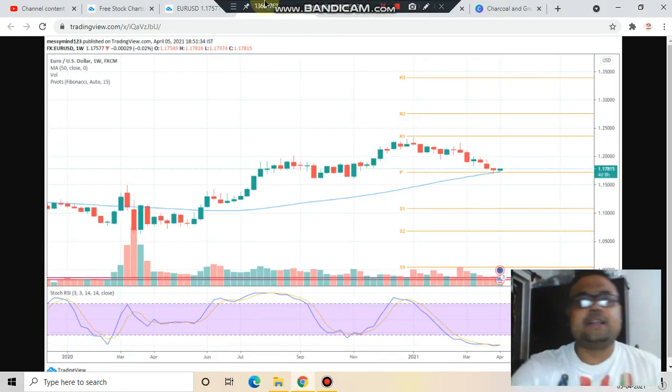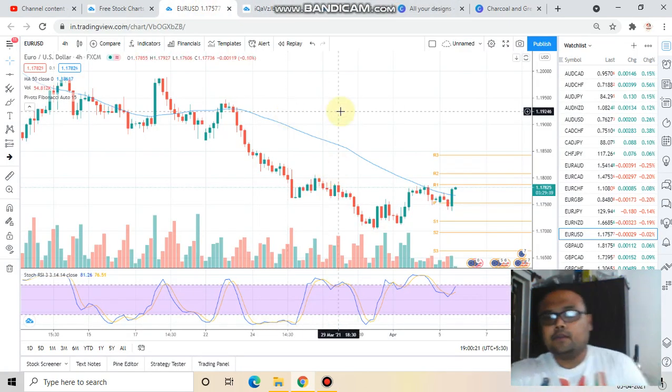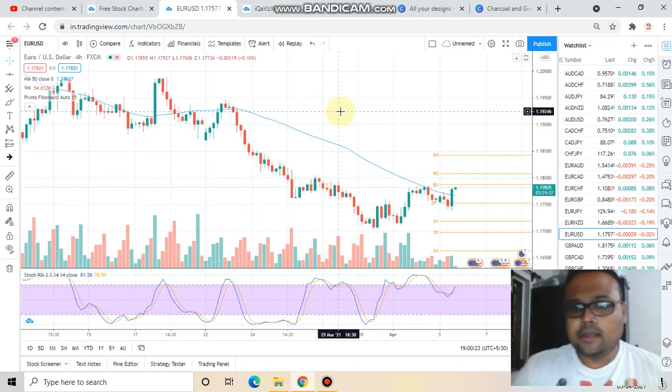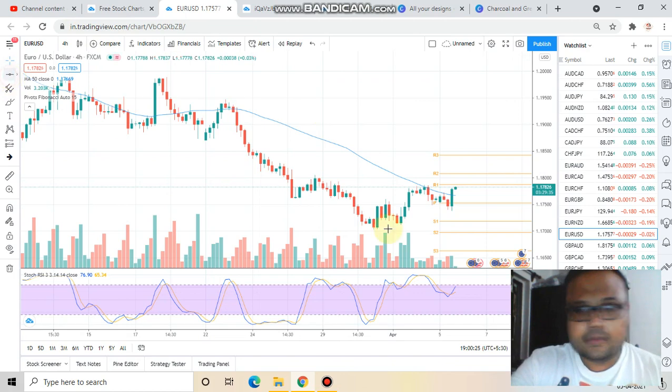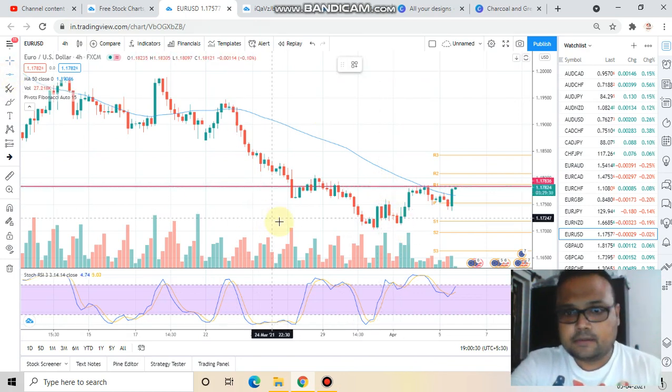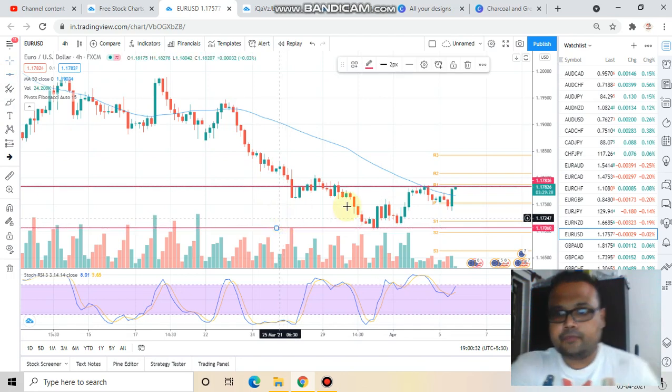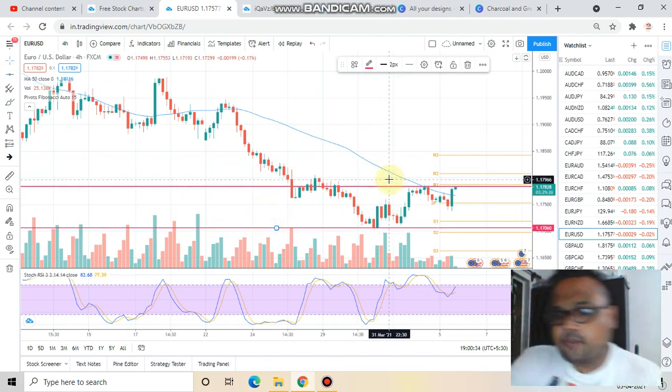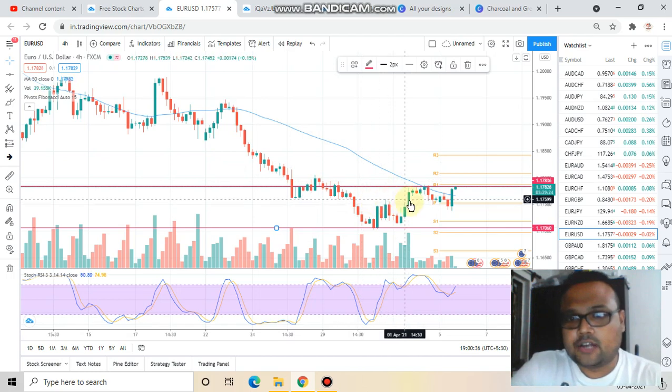So what should be a strategy then? You have got the picture right now. What should be a strategy then? The strategy is this. You can see that I have drawn two lines here on the chart right now.